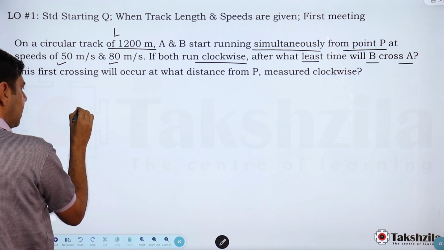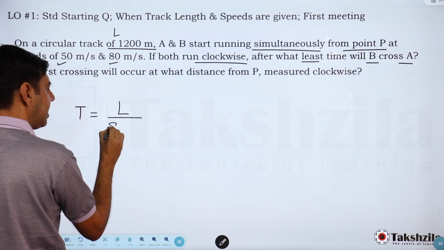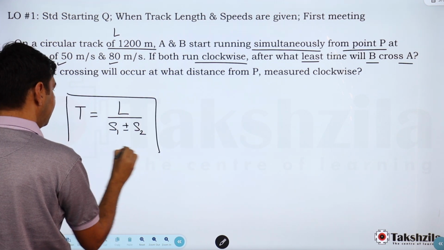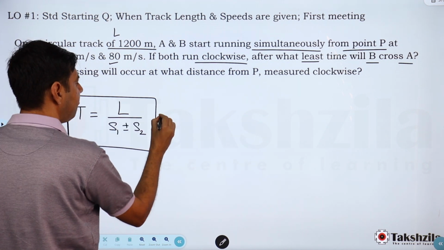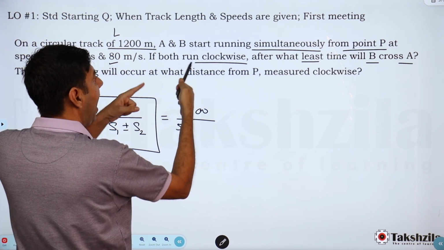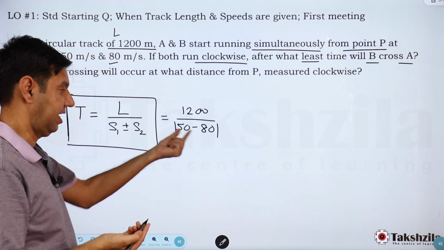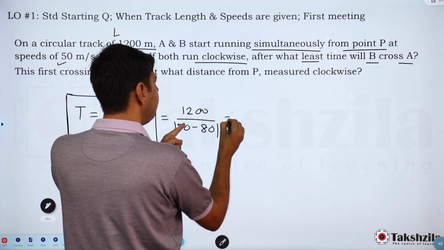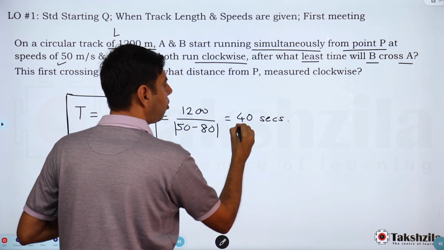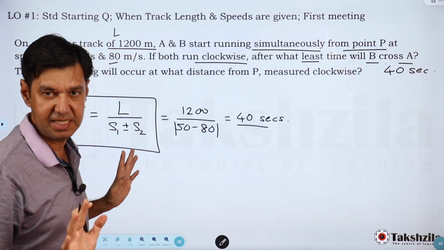And the time taken to cross is nothing but given by the track length over the relative speed, as straight as this. So this is your first relation that you learn from here. Right? Now if I just apply this, put these values, 1200 meters, speed is going to be 50 and they are running clockwise. So the relative speed is going to be this. We take the positive difference only, right? So that's 30 by 40, 30 will cancel this and I will get 40 seconds. So it is in 40 seconds that B will cross A for the first time, as easy as that.